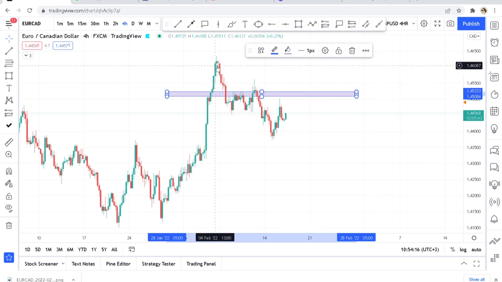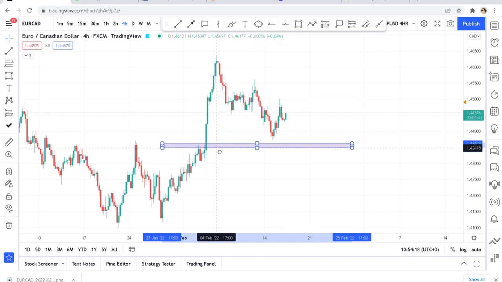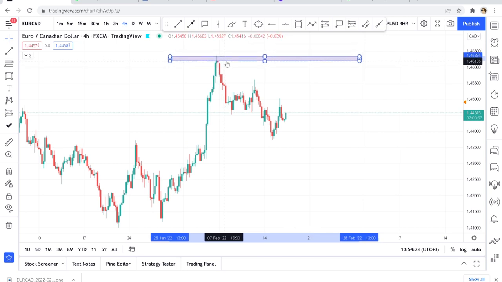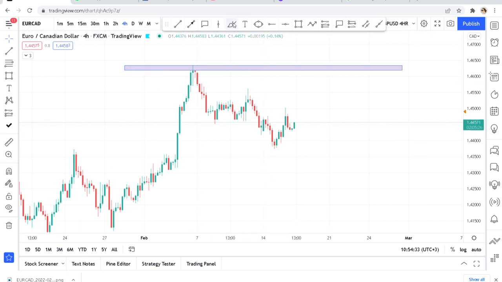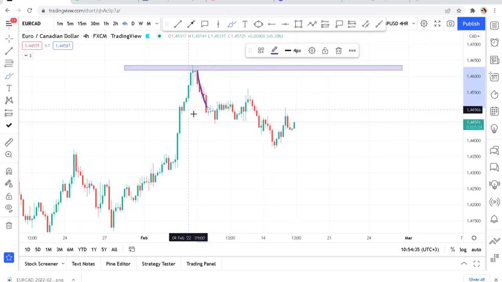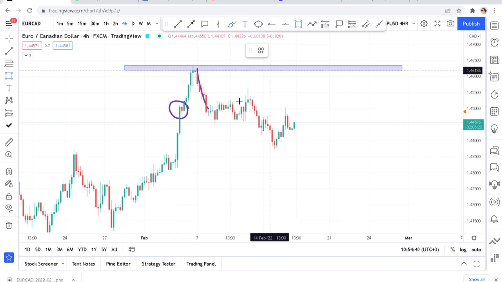But now see, this case is different. When we mark that zone in that place, the market did not break it. It did not break the zone. So what happened? The sellers took this market down. You can see this big push, and they came to this targeted place. So if you had this zone marked on your chart, it was easy for you to understand that the market would come to that place.